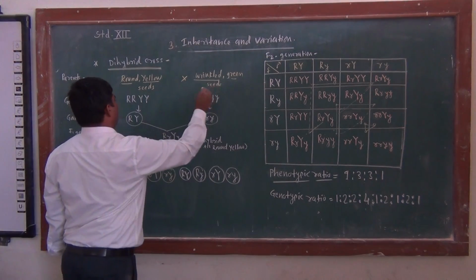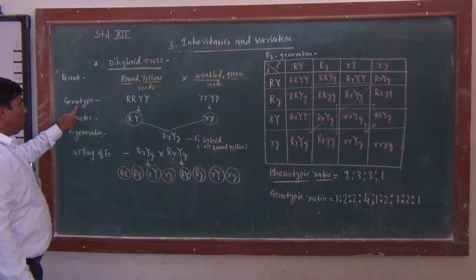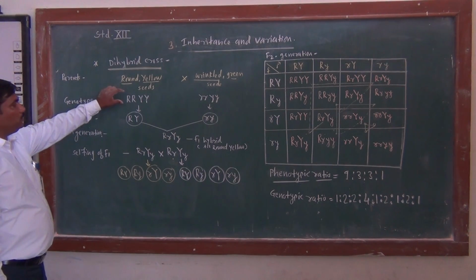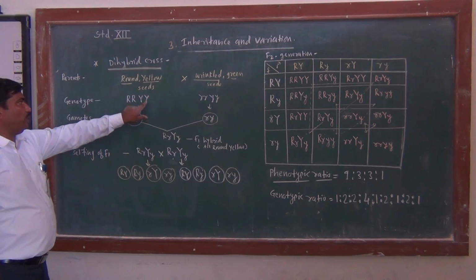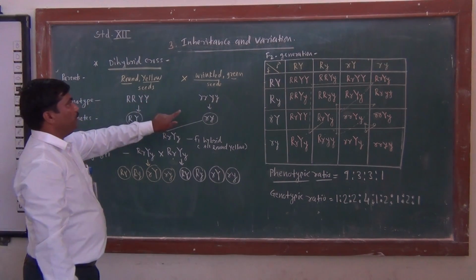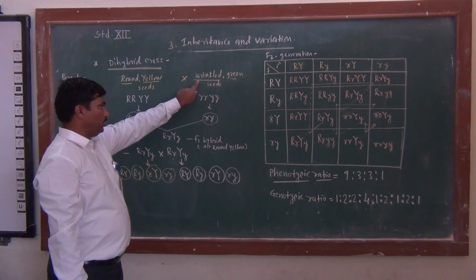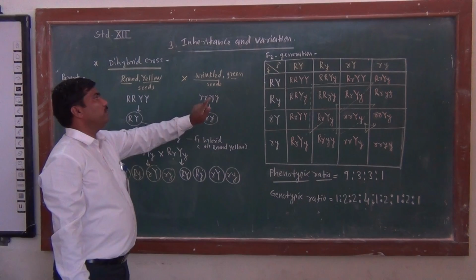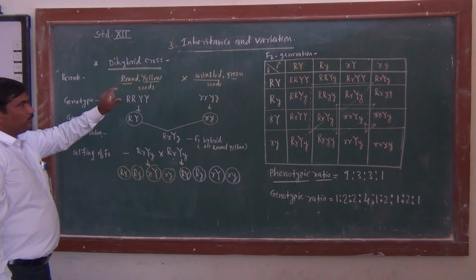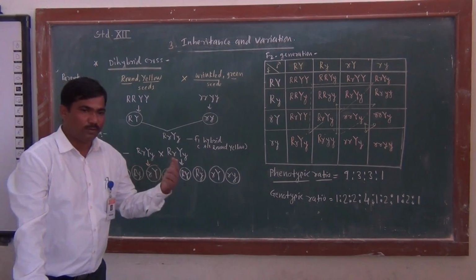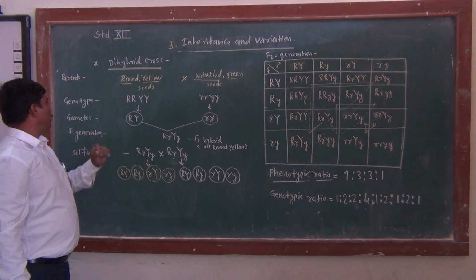So these plants are crossed. These are the parents, the parental generation. The genotypes of these parents are capital R for round and capital Y for yellow. In the same way, the genotype for wrinkled and green is small r for wrinkled and small y for green. Then one parent is considered a male and the other a female. So these individuals produce gametes.